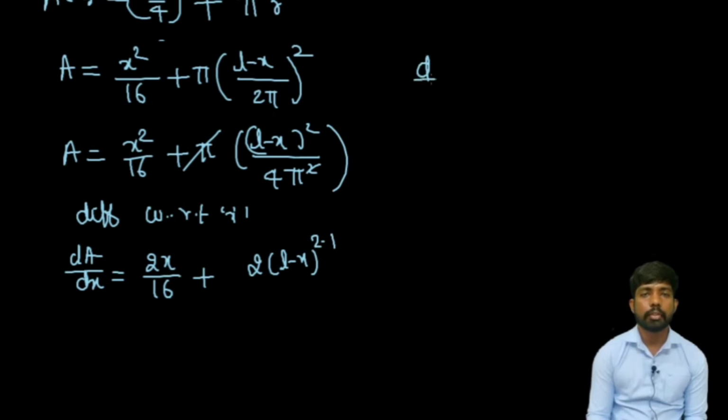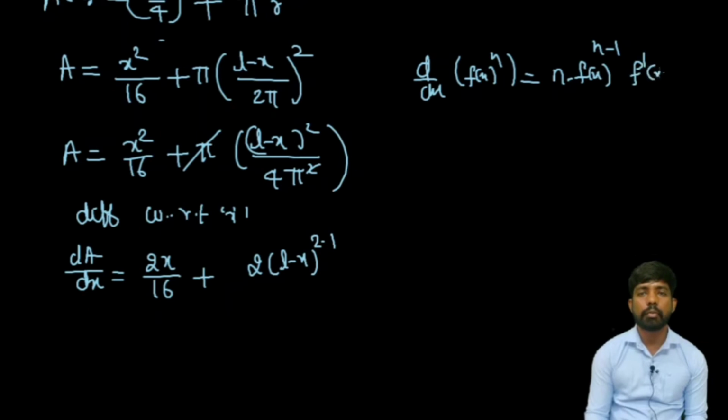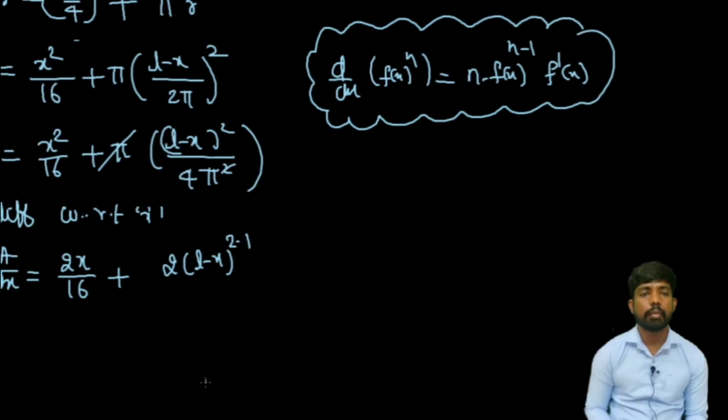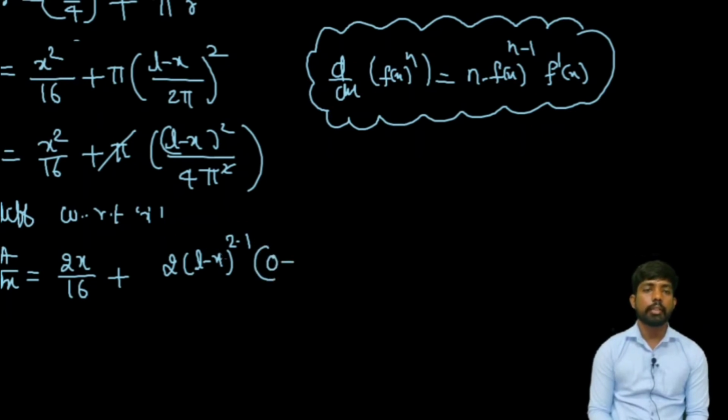Here the differentiation of f of x whole to the power of n can be written as n into f of x whole to the power of n minus 1, times the differentiation of f of x, which is f dash of x. This is the formula we are using here. So 2 into L minus x whole to the power of 2 minus 1, again differentiation of the inside function. L differentiation is 0, x differentiation is 1, therefore by 4 pi.